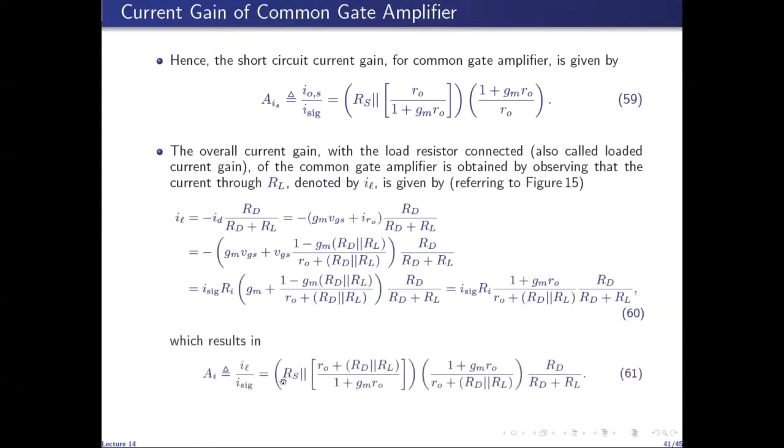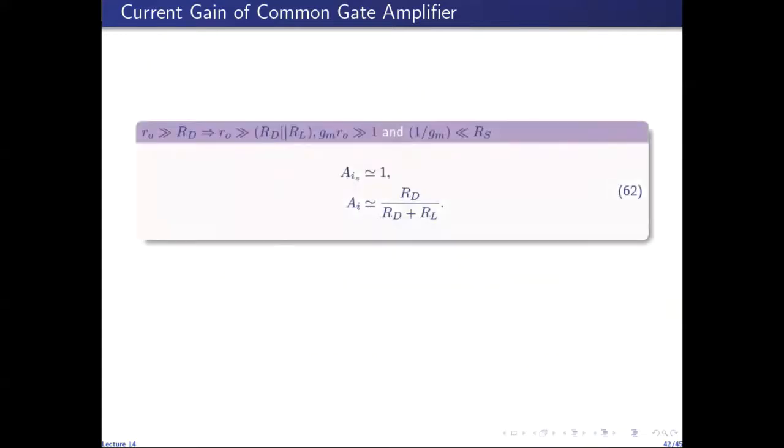So IL over I sig is given by this factor, in which Ri is Rs in parallel with this combination. So this is the full expression now. Multiplying this Ri with this term and this term will give us IL over I sig, which is the overall loaded current gain of the common gate amplifier.